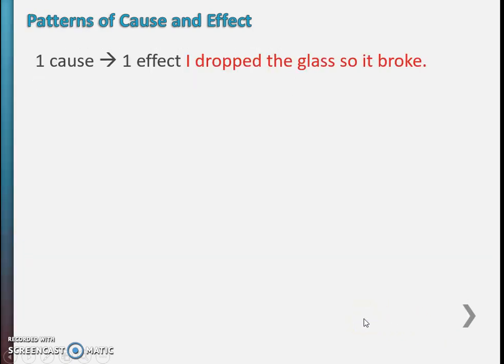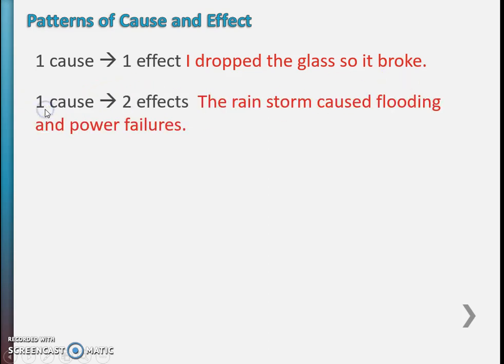Another thing that we have to pay attention to are what we call patterns of cause and effect. Sometimes there's one cause, one effect. For example, I dropped the glass so it broke. Very clear cause, a very clear effect. But life usually isn't quite that simple. Sometimes we have one cause and two effects, or perhaps even more. The rainstorm, the cause, caused flooding and power failures, two effects from one cause.